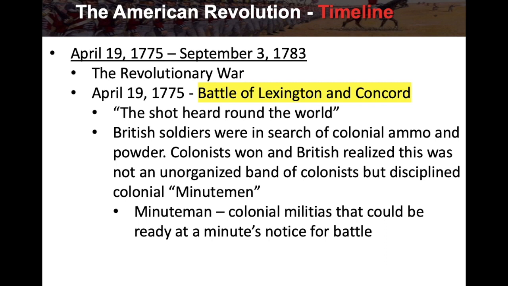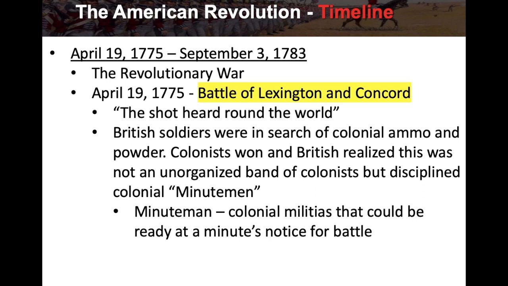The British soldiers were in search of colonial ammo and gunpowder. They said that the colonists could not have that, and so they were looking for ammo and powder stores. What happened was they fight the Battle of Lexington and Concord. The colonists won, and the British realized that this was not some unorganized band of colonists just out there shooting some soldiers. These were disciplined colonial Minutemen. The Minutemen were colonial militias that could be ready at a moment's notice for battle.